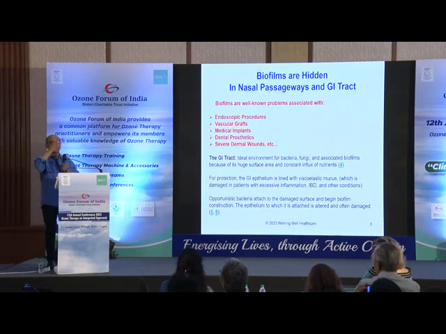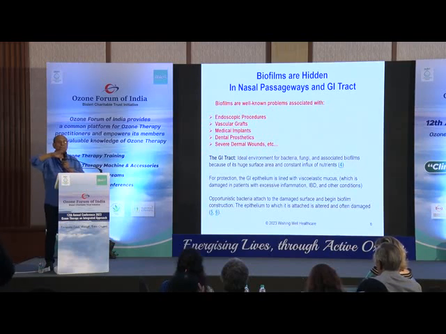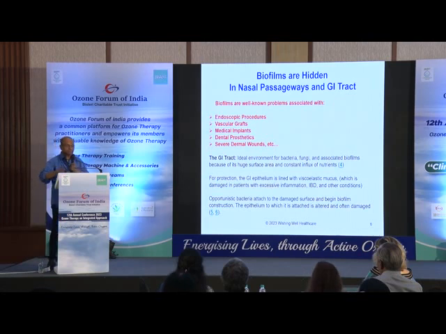The second most common place is the nasal passage, so rhinosinusitis and things like that. Third is the throat, where you get strep throat and stuff like that. So these are all the main areas. But biofilm can exist anywhere, in the intestines, inside the endocrine system.